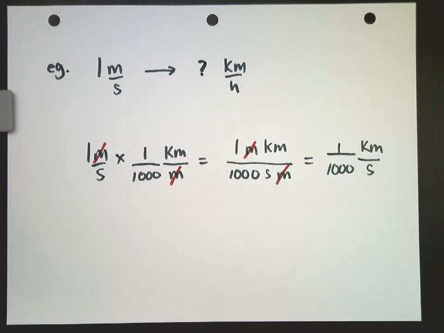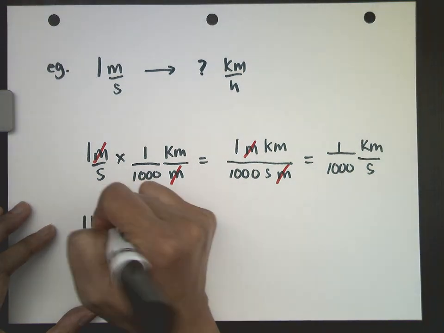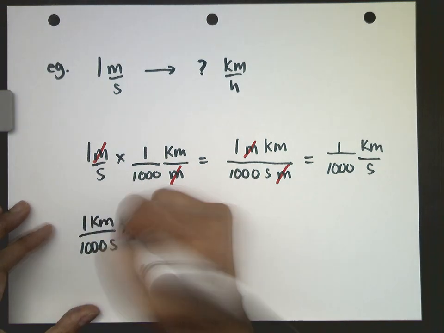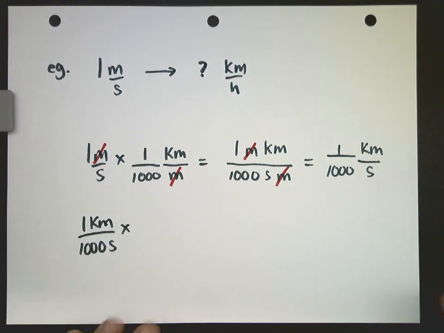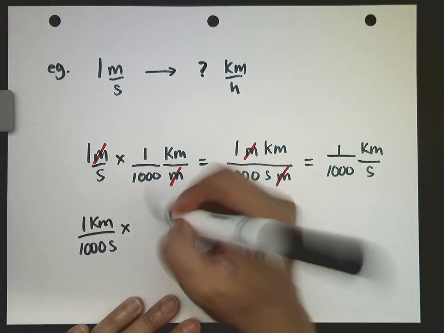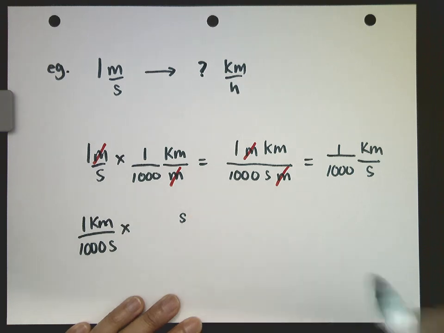Let's convert here the seconds to hours. So let's do that. 1 kilometer divided by 1,000 seconds. Okay, I got to get hours. So you'll notice that seconds is in the denominator. So I really need seconds in the numerator. And let's take it nice and slow.